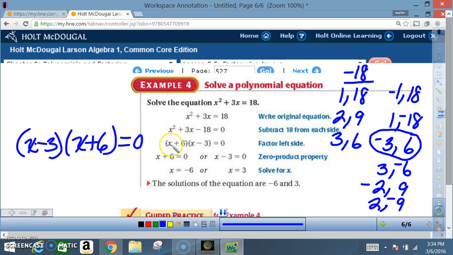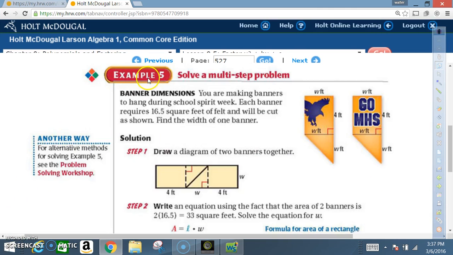Also, don't forget that right here we got x plus 6 times x minus 3 is equal to 0. That could have also been written as x minus 3 times x plus 6 is equal to 0. It would still give us the same answer.